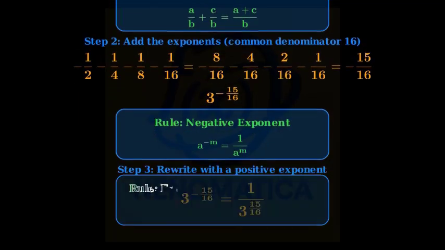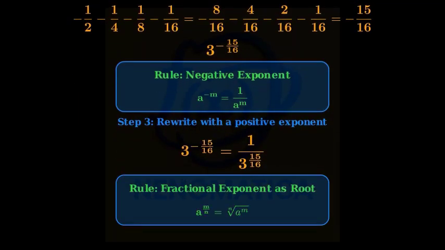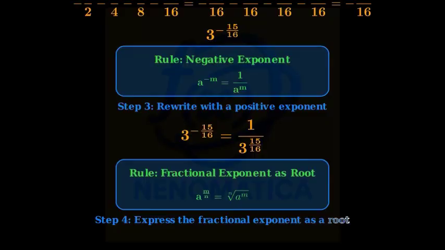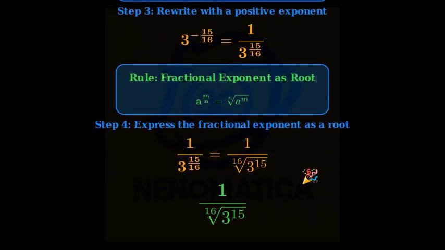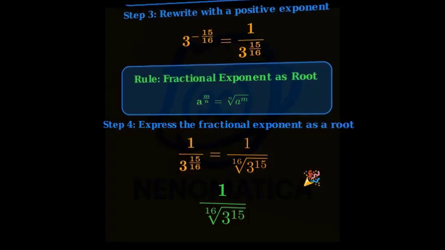Step 4. Use the fractional exponent as a root. A to the m over n equals the nth root of a to the m. Convert 3 to the 15 over 16 into a 16th root. Final answer in green, 1 over the 16th root of 3 to the 15th.